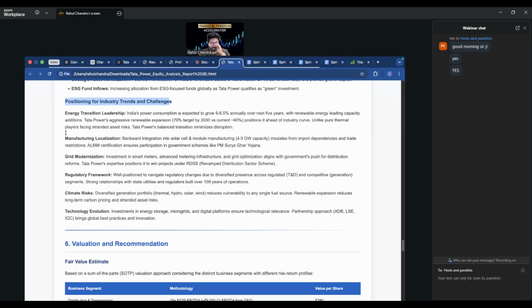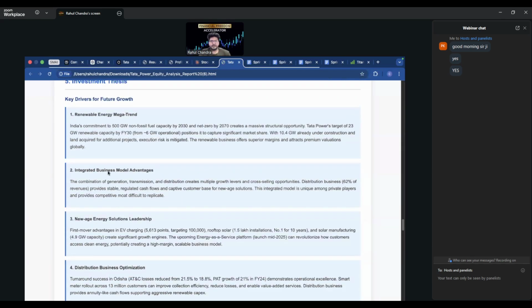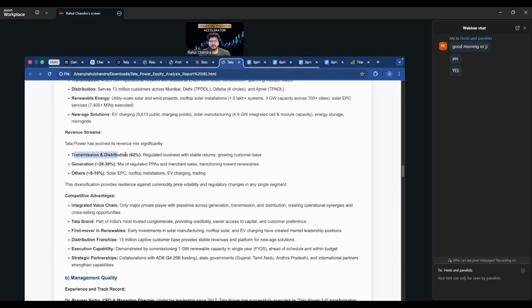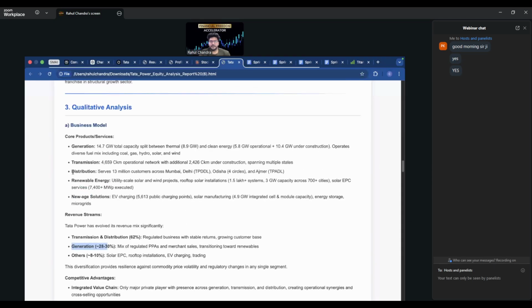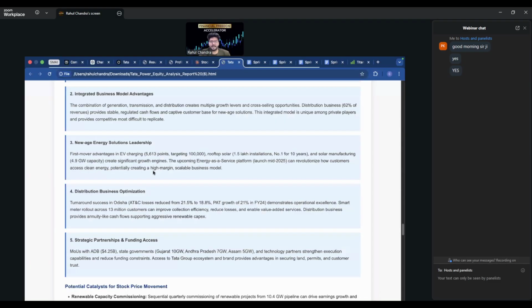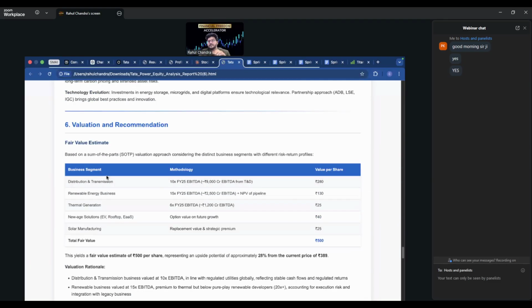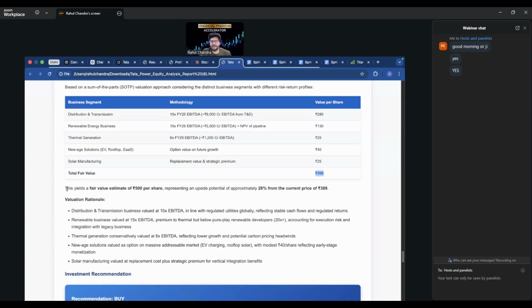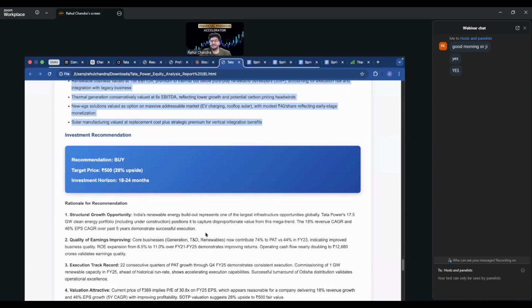Because let's say over here, if you see how it is making money, revenue stream, transmission and distribution will have a different business model than generation, than distribution, than renewable energy, than traditional energy. So that is why each and every different type of business should be valued separately at a different multiple, and that is exactly what it does, and then it arrives at a total value of 500. And that is how it does it. Is it not wonderful?